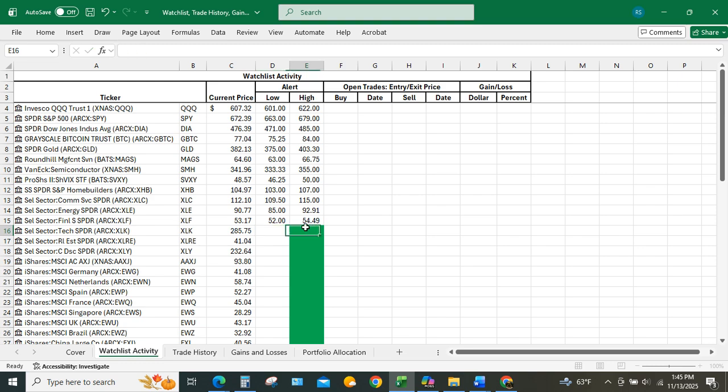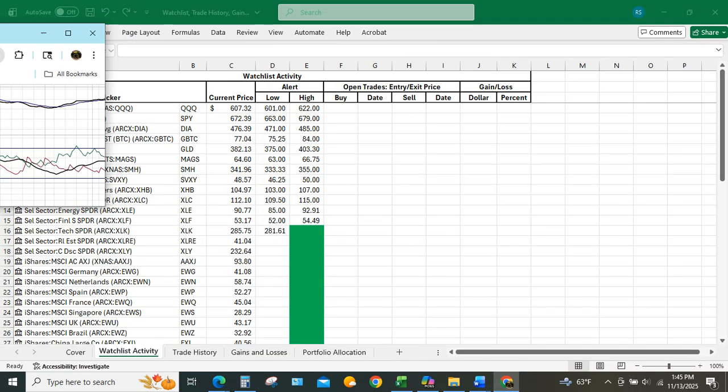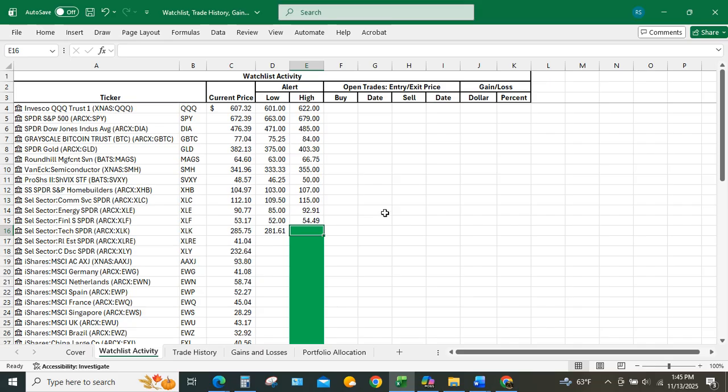Let's see, 281.61. And then the high, I think I'm going to go with the 20 on this one. And so I'll put an alert if it goes above the 20 at like 294-ish. I mean, I'm not going to trade if it hits 294. I'm going to want it to go above 294. But I'll start looking at it at 294.